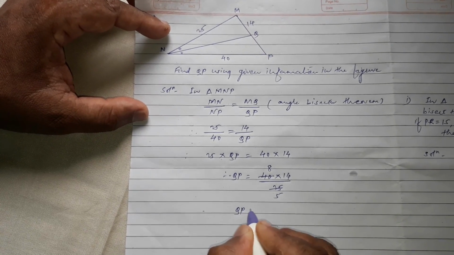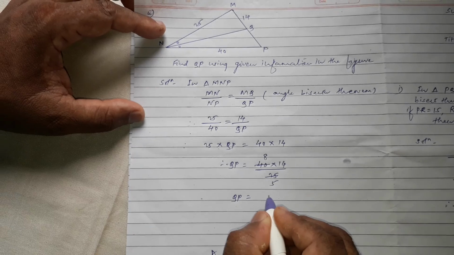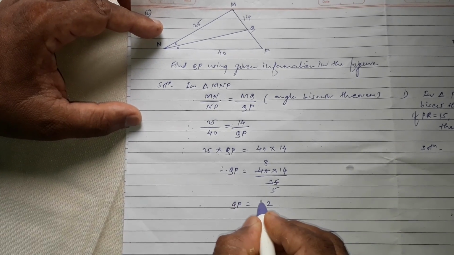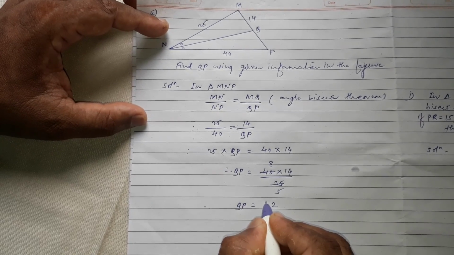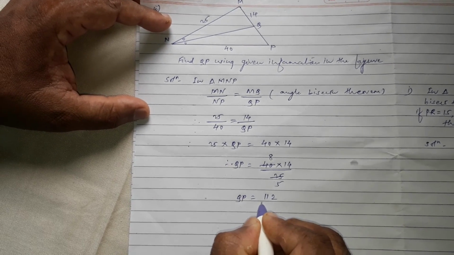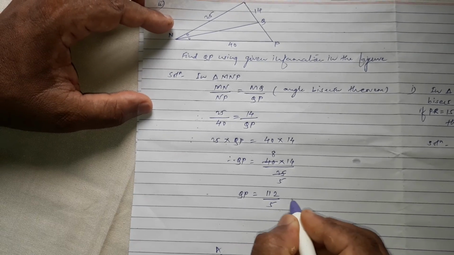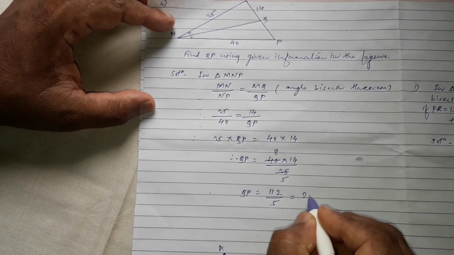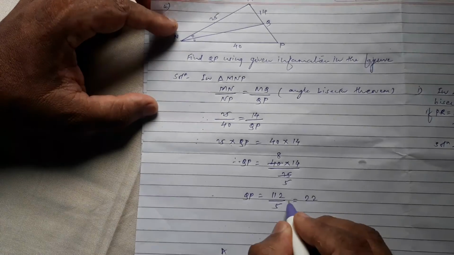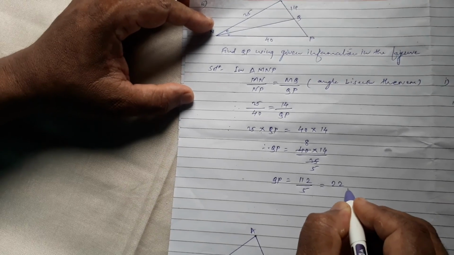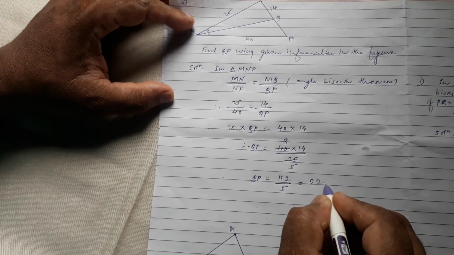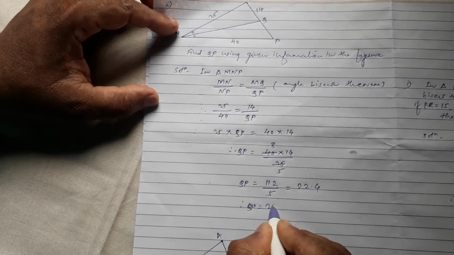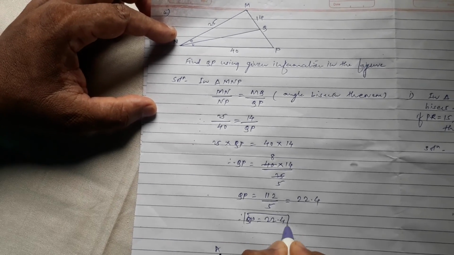Therefore QP is equal to 14 into 8. 14 eights are 112, so QP is 112 upon 5. By cutting this, 5 twos are 10, 1 carry, 5 twos are again 10, 2 remain, 5 fours are 20. Therefore QP is equal to 22.4. This is the final answer.